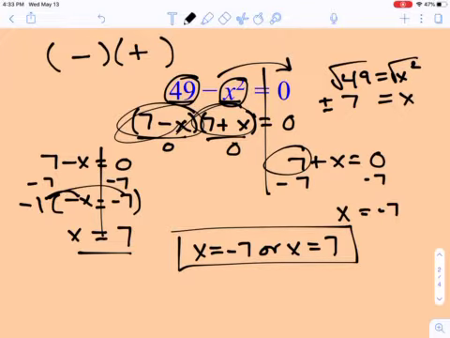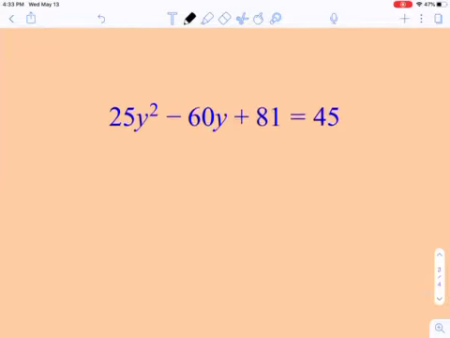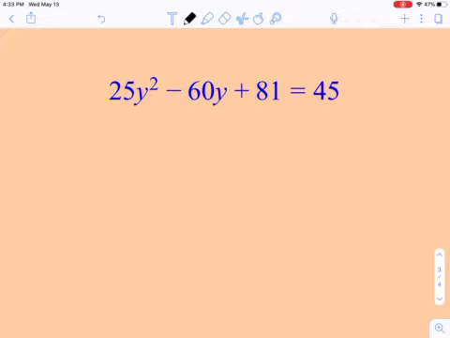All right. Next, if I can figure out how to hit the arrow here, 25y squared minus 60y plus 81 equals 45. Hopefully you've noticed by this time that almost all of these have something where it's equal to 0. Well, I need the same thing to happen here. So you've got to clear one side out.